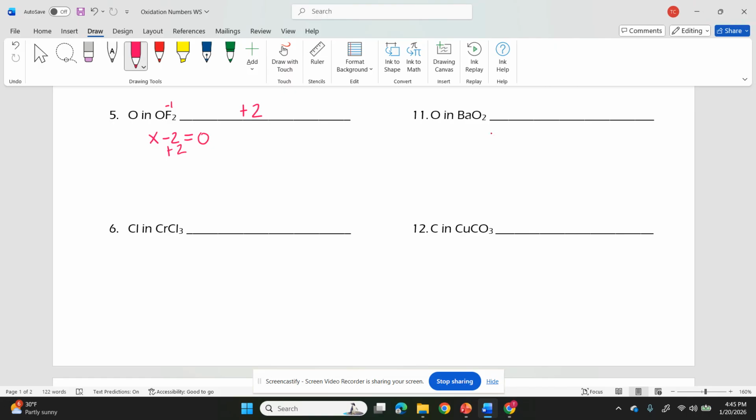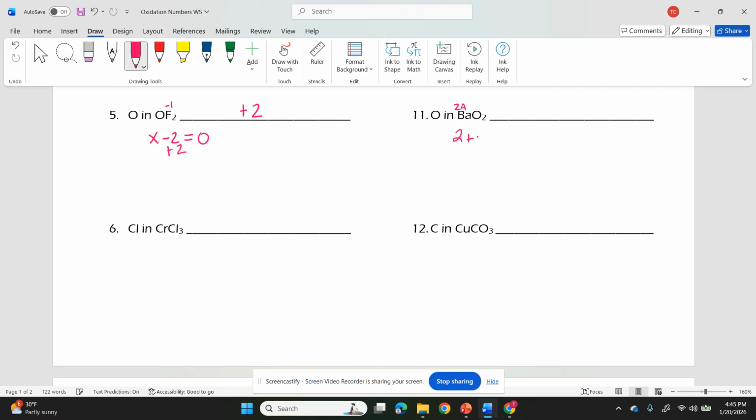Number 11, here we have oxygen. Again, we must be wary of our oxygen. Notice that it's typically -2 unless it's bonded to a fluorine, 1A, or 2A metal. Here we should recognize that barium is actually a 2A metal. So when I look at barium, it actually has a set rule, and that is rule number 2. Everything in group 2A is always going to be a +2 charge.